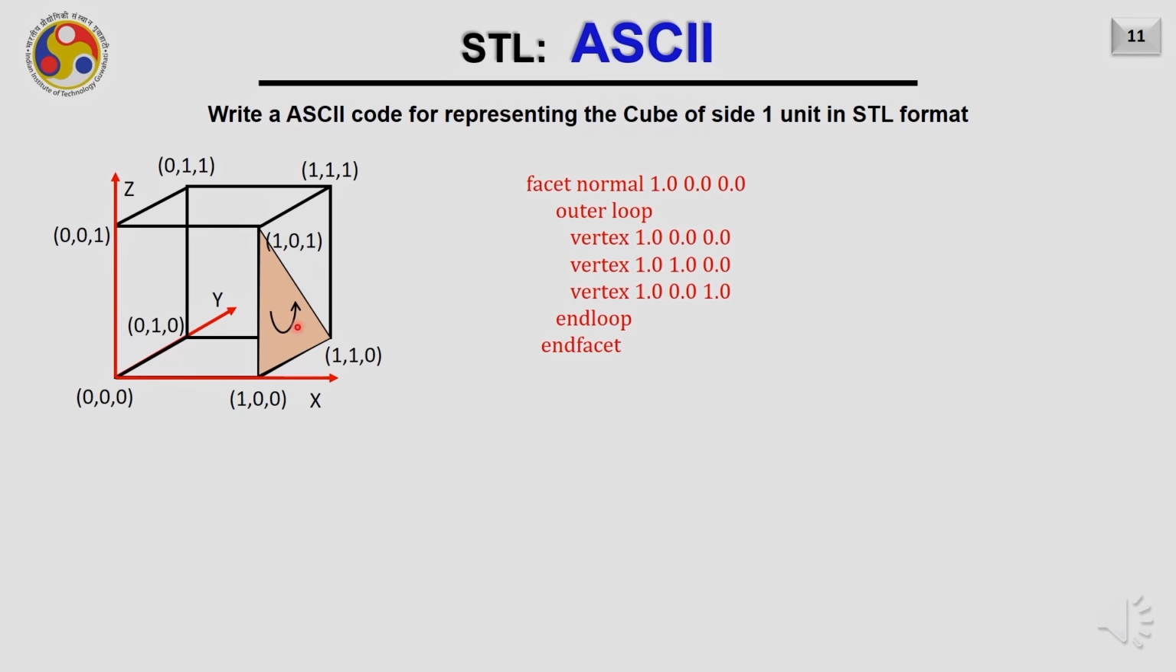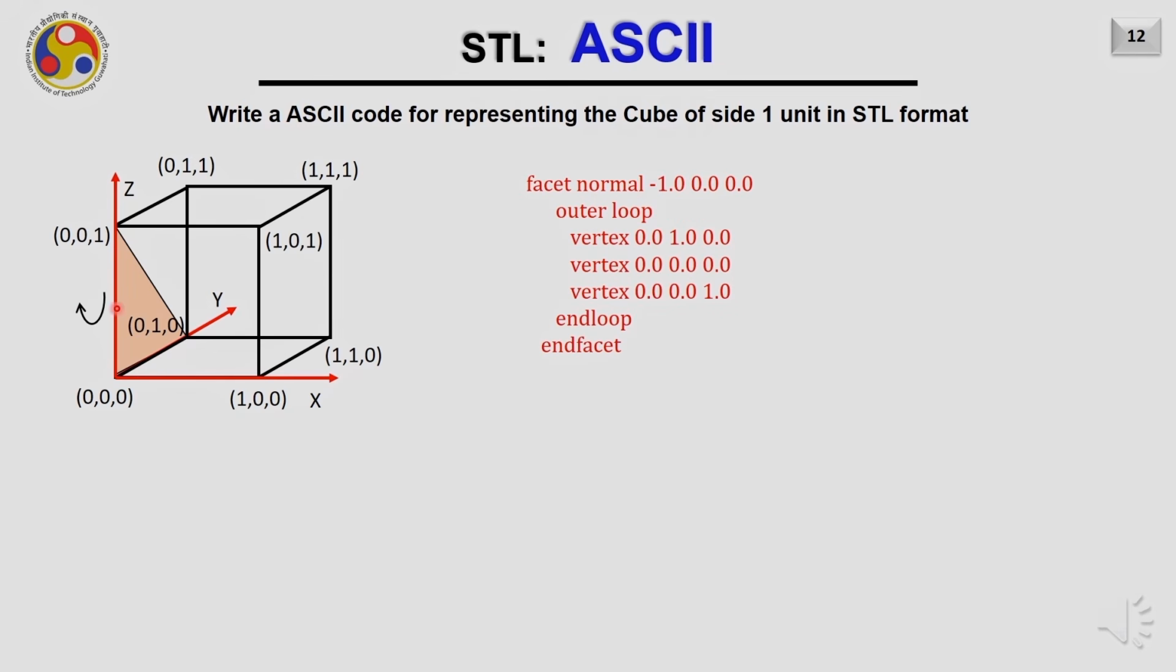This is the direction for counterclockwise, and the facet normal is the same for this triangle as well. It is in the plus x direction, hence 1, 0, 0. The vertices are 1, 0, 0 here, then this is 1, 1, 0, and then next is 1, 0, 1.